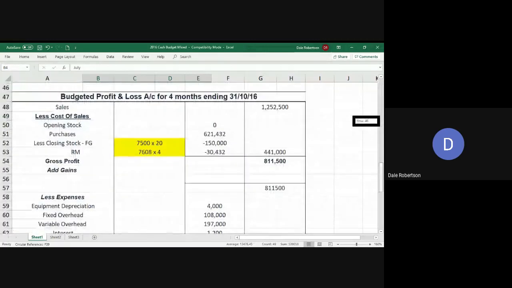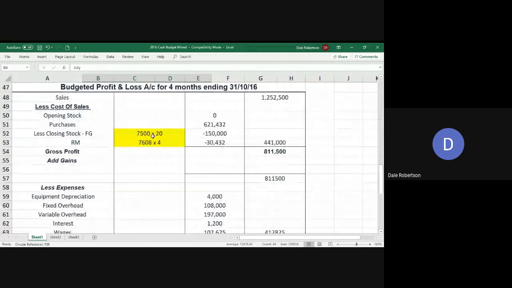But that is 7,500 finished goods by 20, which you were given in part D of the question, and 7,608 kilos by €4 per kilo, which you were given in paragraph 1 of the question. We've already used that. And you get both closing stocks and you subtract them to get your cost of goods, cost of sales, and from that you get your gross profit.